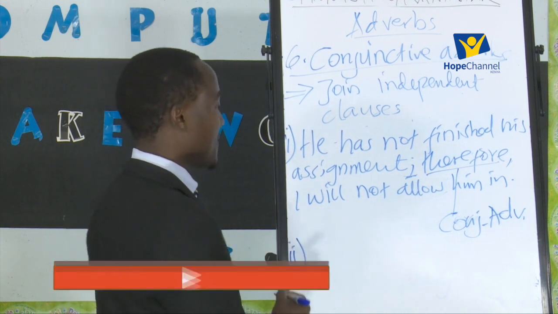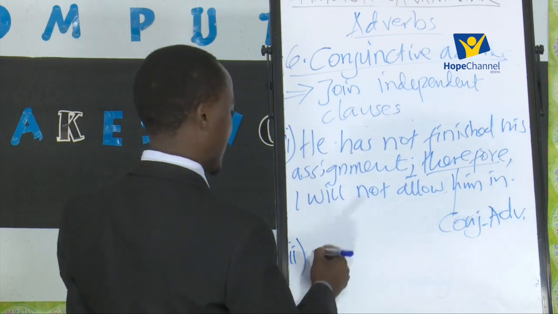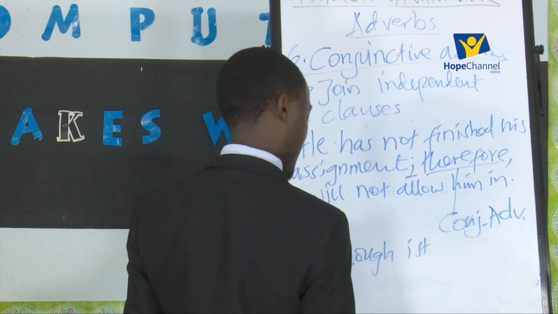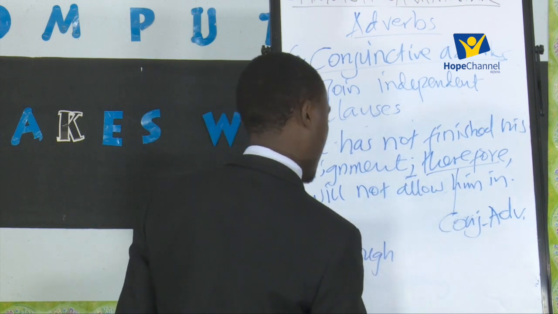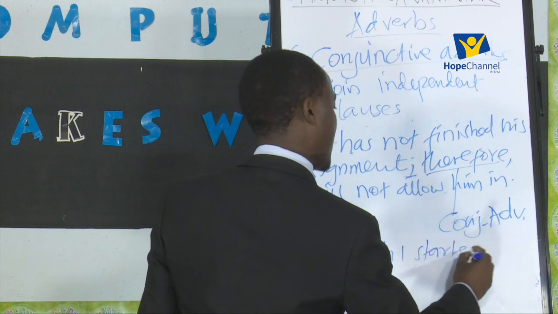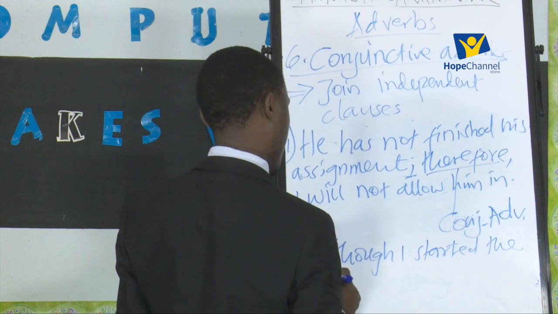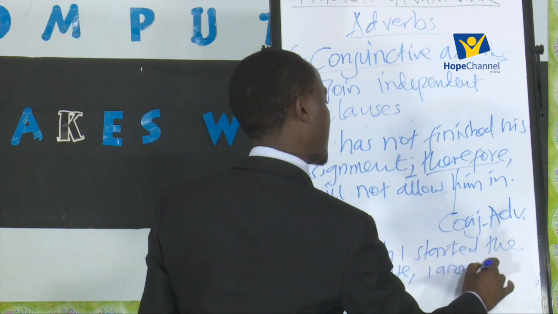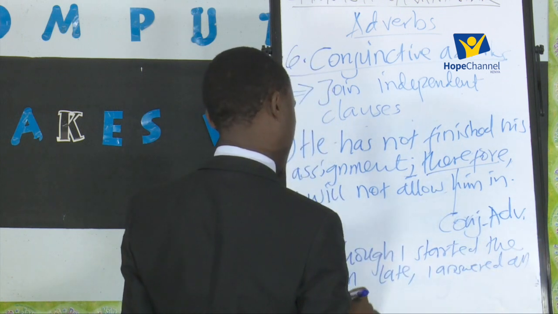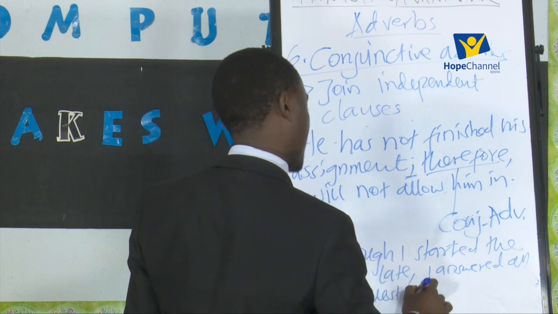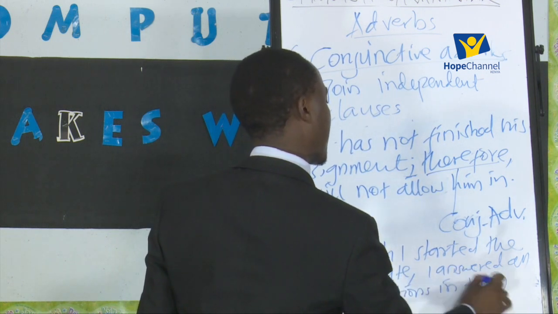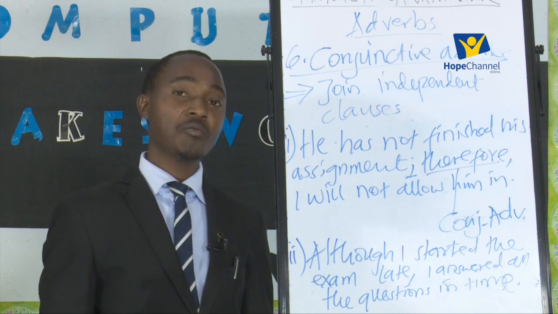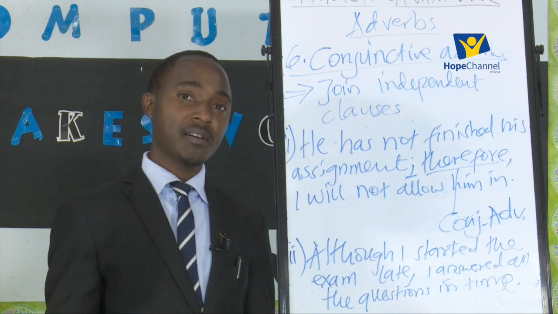Another example of a sentence, for example: Although I started the exam late, I answered all the questions in time. So there are two main clauses. One, I started the exam late. Two, I answered all the questions in time.